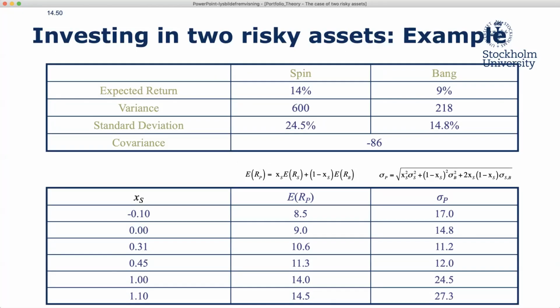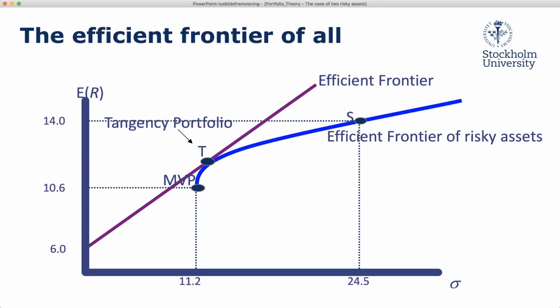This value of the weight was already presented in the table, and you can do the calculations if you want to find that the expected return and standard deviation of the tangency portfolio are equal to 11.3% and 12% respectively. Values that we can now show in the graph.